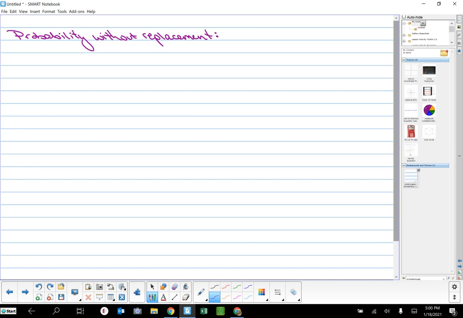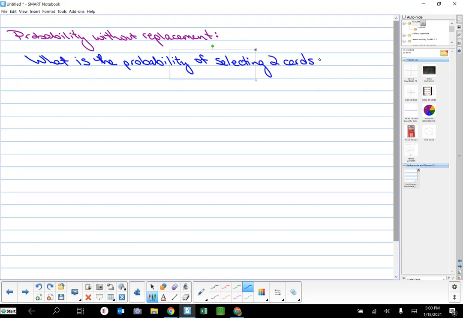So here's a problem that we're going to take a look at. What's the probability? These are actually pretty easy, but if we don't go over one, you won't know how to handle it. What is the probability of selecting 2 cards in a row from a deck that are both diamonds?